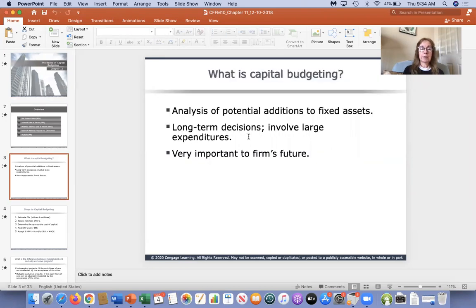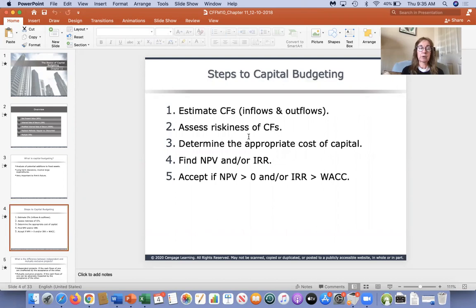As I mentioned, capital budgeting involves additions to fixed assets, long-term decisions, and large expenditures. So it's important for the firm. They want to make sure that they do some analysis to try to figure out whether it's going to be profitable or not before they undertake any type of major capital budgeting decision.